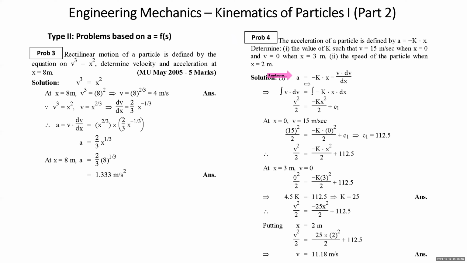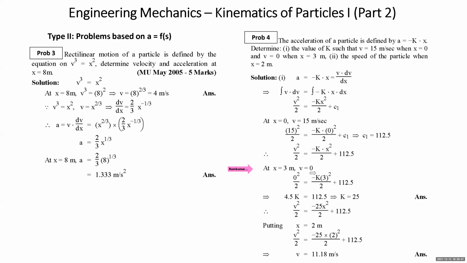Now we are given a is equal to minus kx. When acceleration is given as a function of x, we have to write v dv by dx. Separate the velocity and displacement terms. Integrate both sides. So you get v square by 2 is equal to minus k x square by 2 plus c1. We put the first set of boundary conditions. What is that? v is 15 and x is 0. Put the value of v as 15 and x as 0. You get c1 as 112.5. You arrive at v square by 2 is equal to minus k x square by 2 plus 112.5.